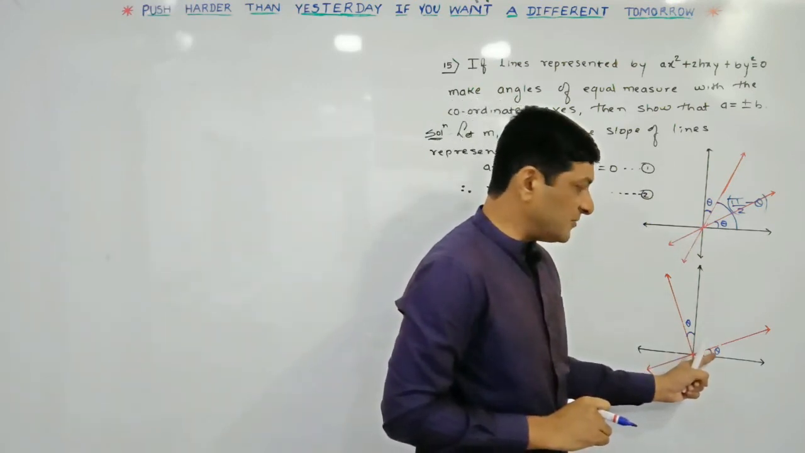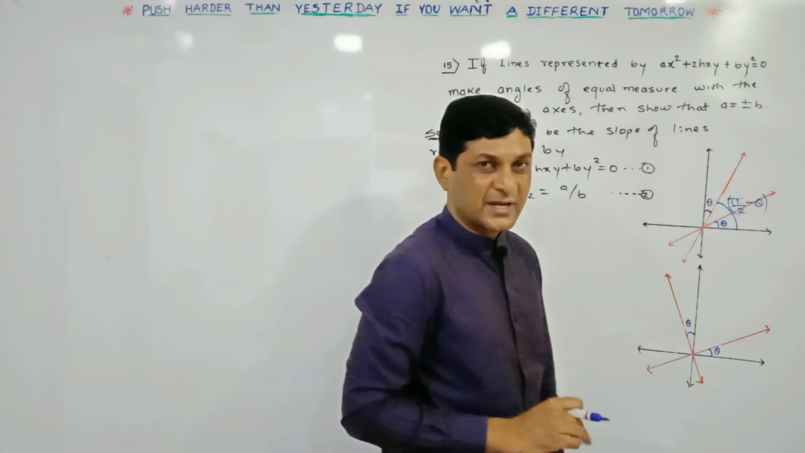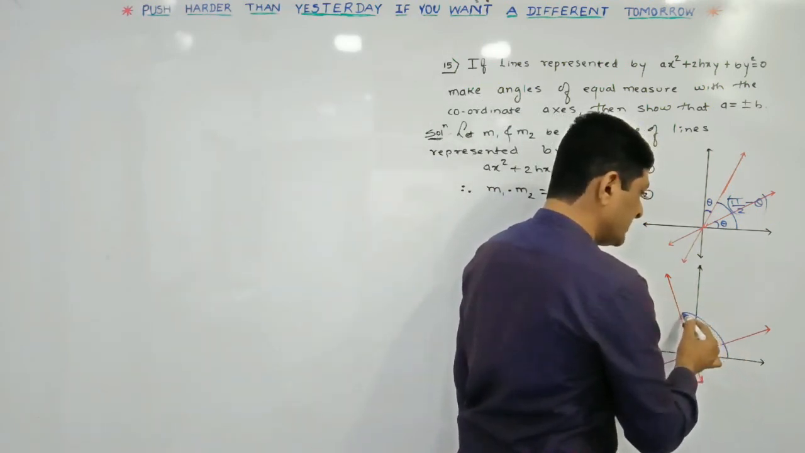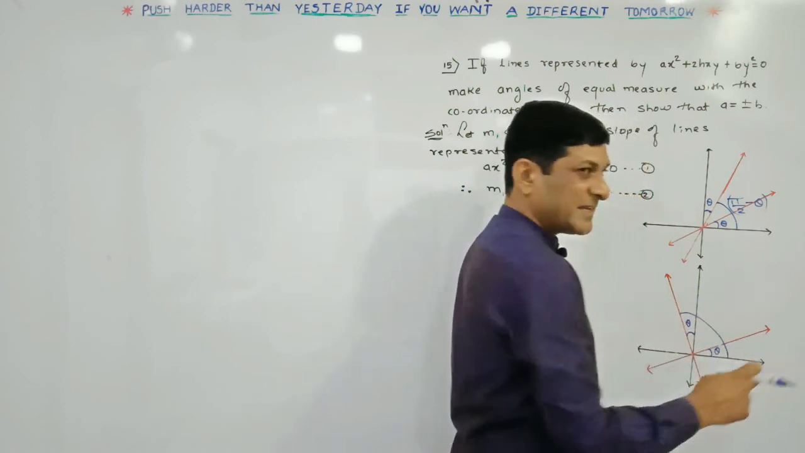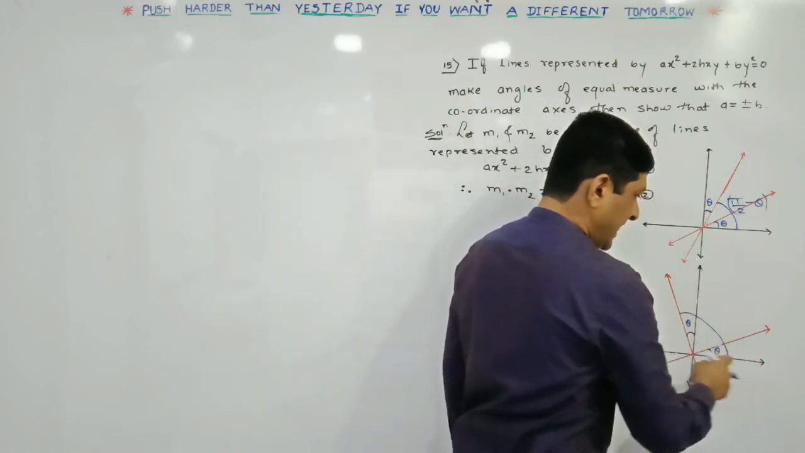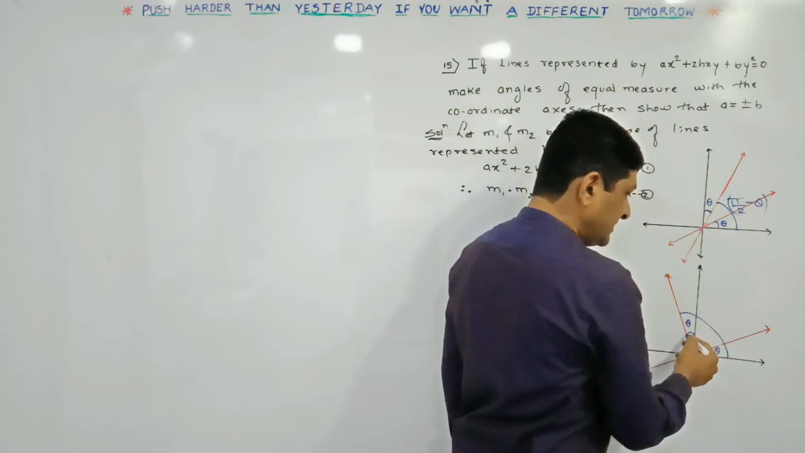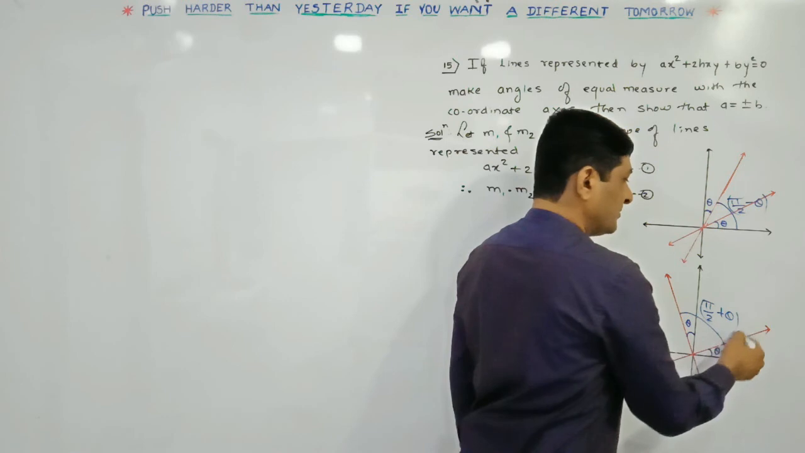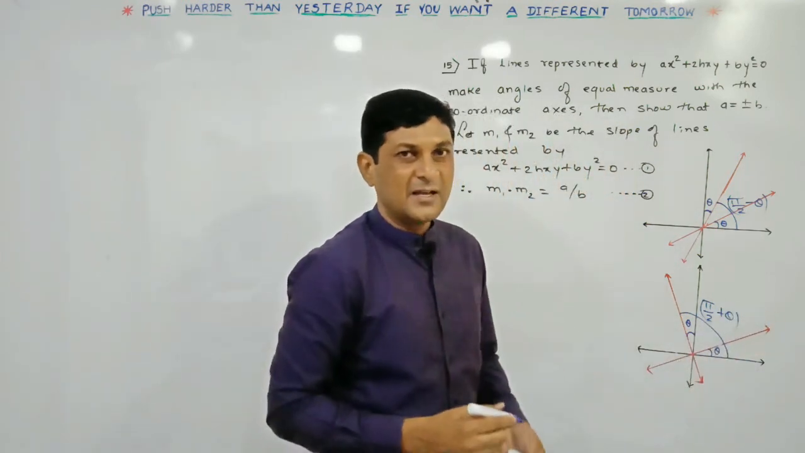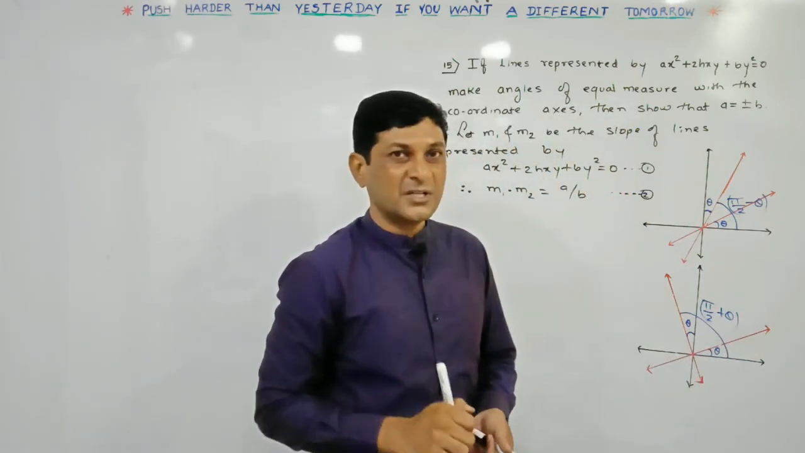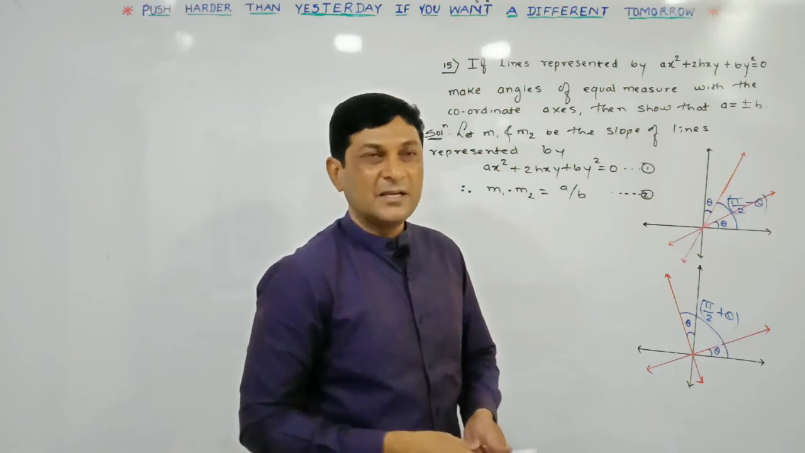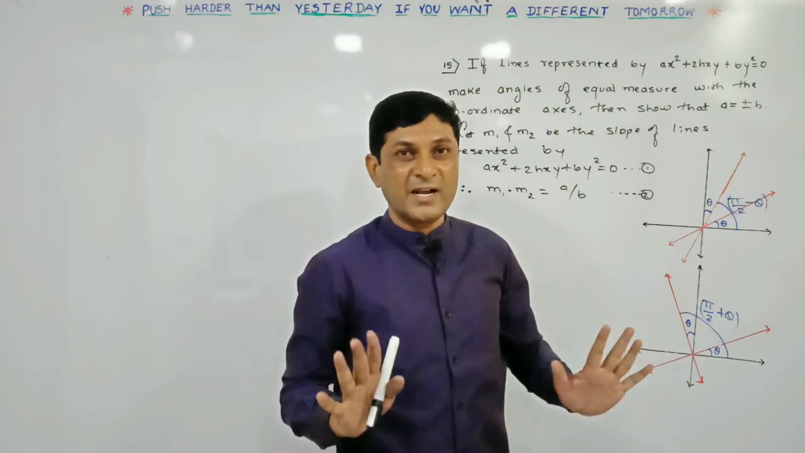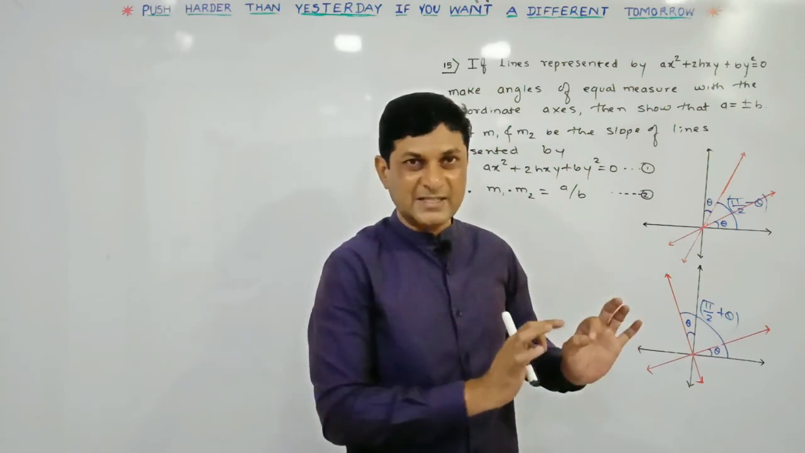Now we are trying to find the inclination. The inclination of the first line, as we can observe here, will be equal to theta. Now we are trying to find the inclination of the second line. Inclination means the angle made with the positive direction of the x-axis. This whole angle is equal to 90 degrees, so 90 plus theta. 90 means pi by 2, so pi by 2 plus theta will be the inclination of the second line. Again observe, what is the condition? The lines represented by the homogeneous equation make equal angles with the coordinate axes, that is, equal angles with the x-axis and y-axis.